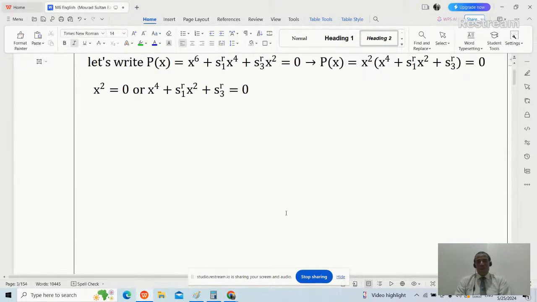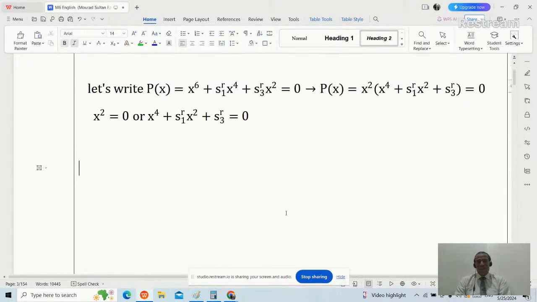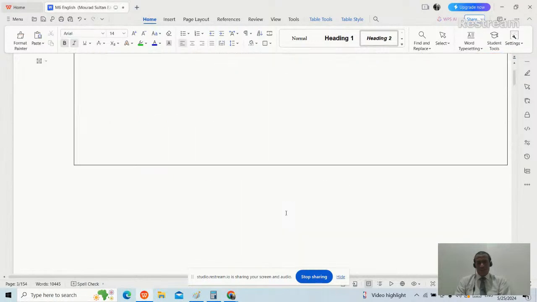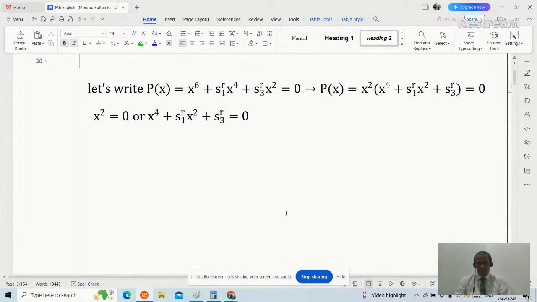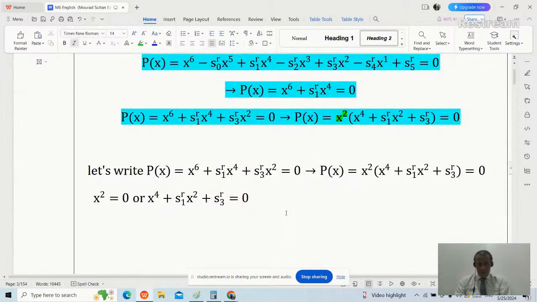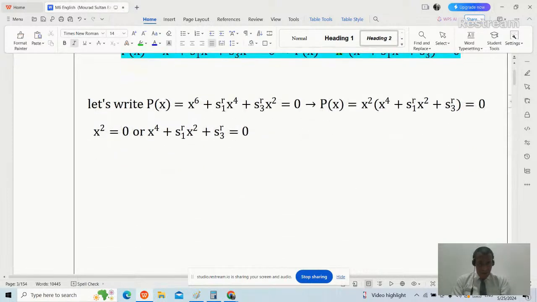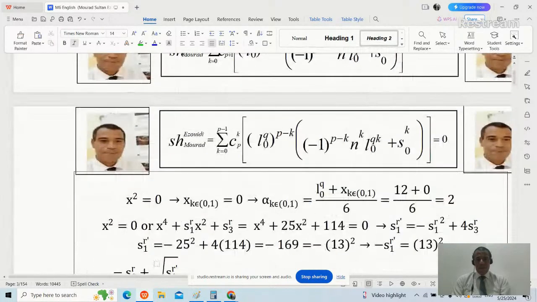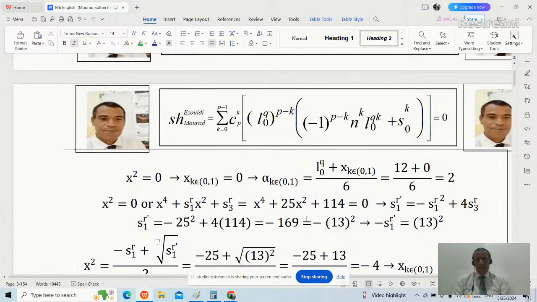To continue finding the value of this, I should first find the discriminant. The formula when n equals 4, what is it exactly? We told here that x² equals 0, meaning that the value of x_k, where k belongs to {0, 1}, is 0.